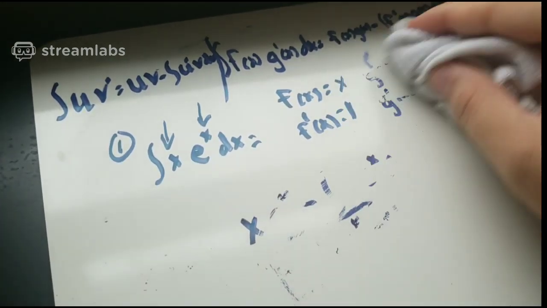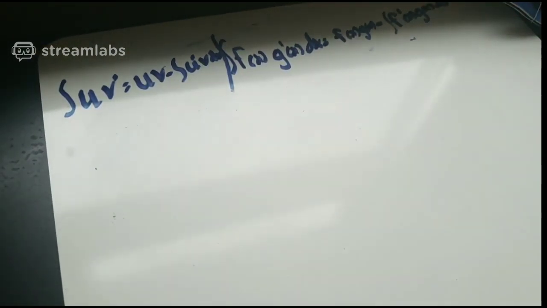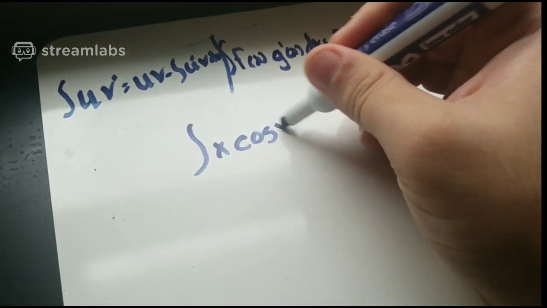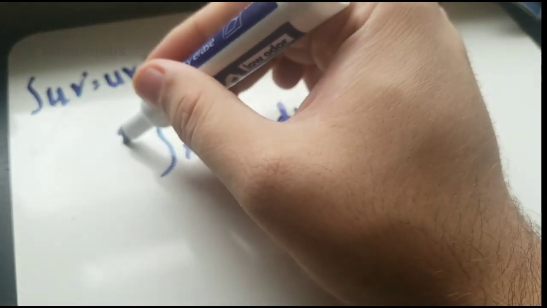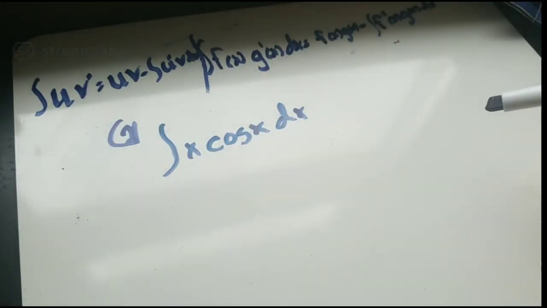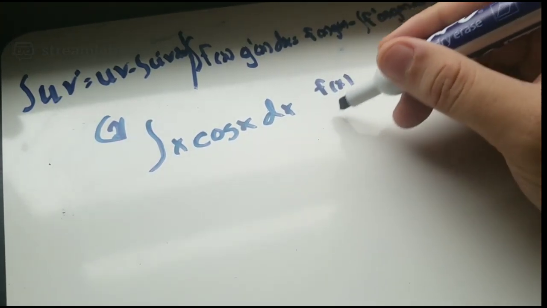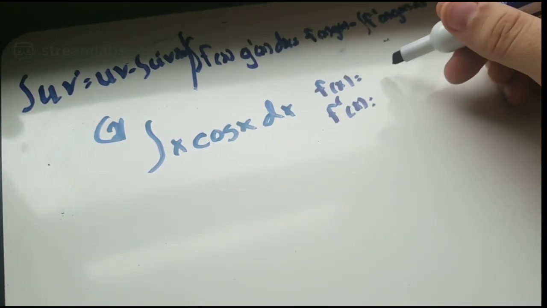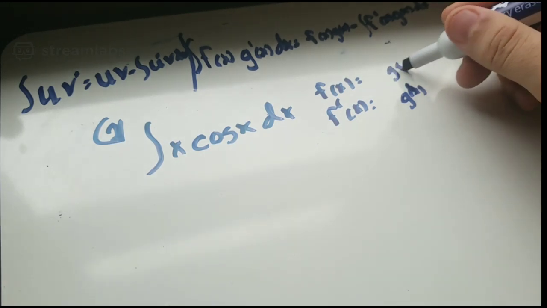Then we're going to go to number 2, which is the integral of x cosine of x dx. This is number 2 in the sample problems. Okay, so again, I have to decide my f of x, which will lead me to find f prime of x. I need to decide my g prime of x, which will lead me to find g of x.